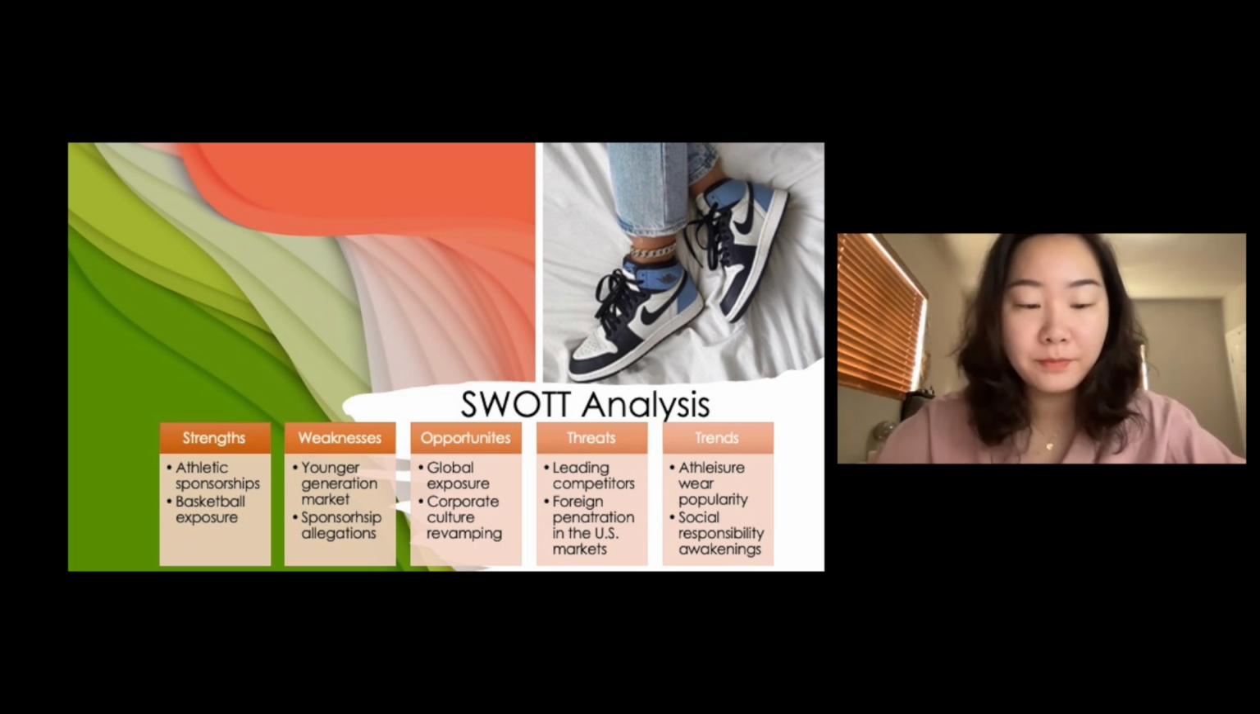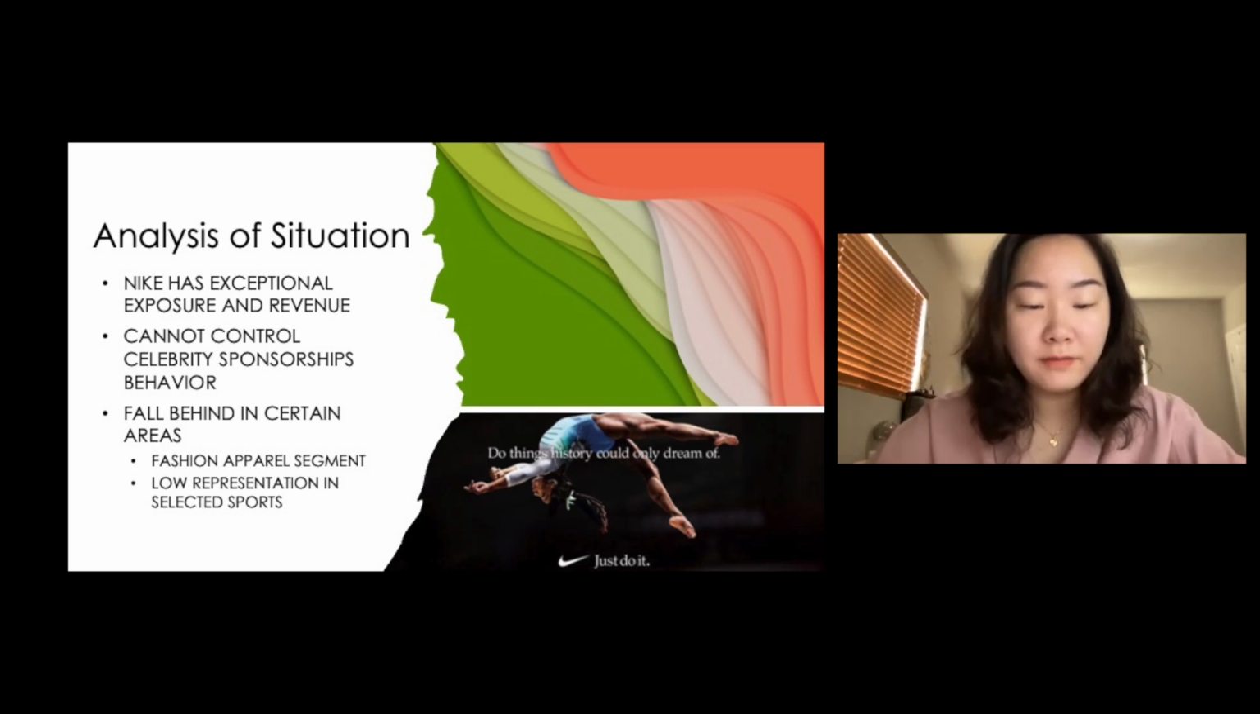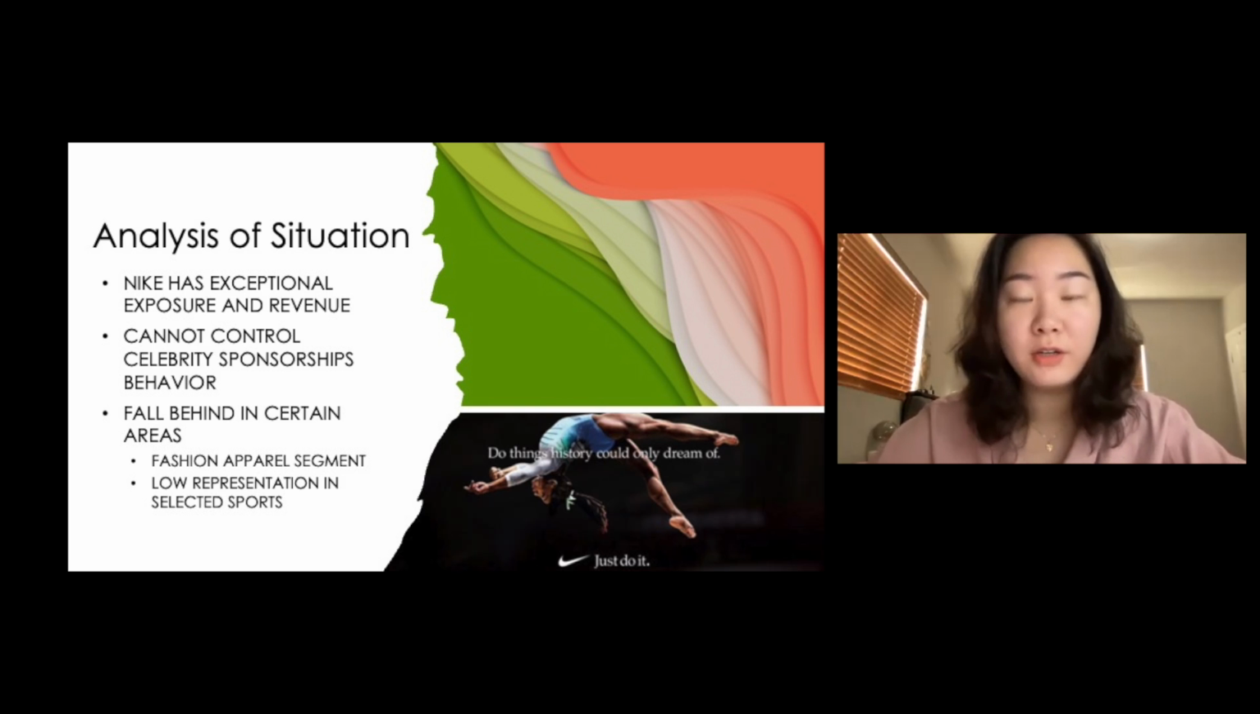Going into the analysis of the situation, Nike is leading in profit and producing a superior, high-fashion statement as a part of lifestyle. As a result of the product differentiation made by Nike, producing a varied range of products, their rivals and competitors are influenced to initiate new ranges of products, such as gaining popularity in athleisure wear or social responsibility awakenings.